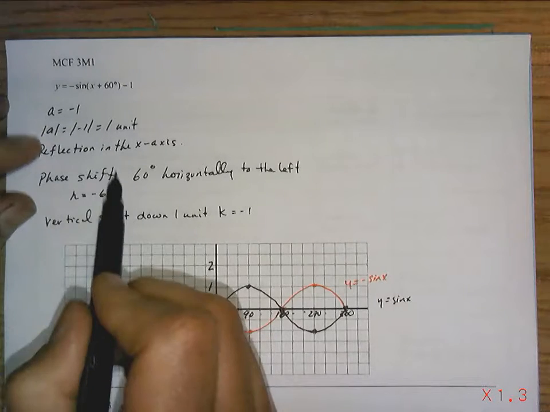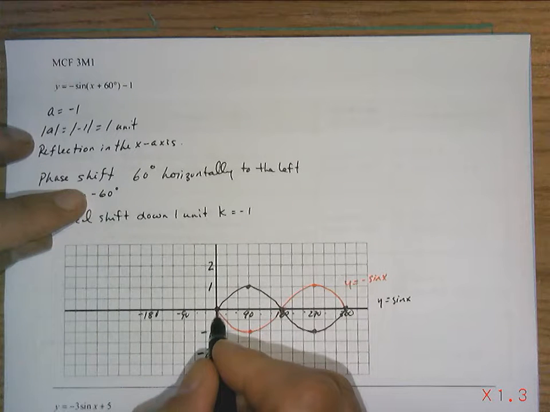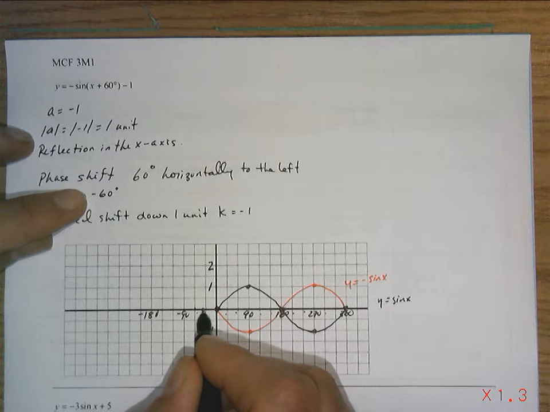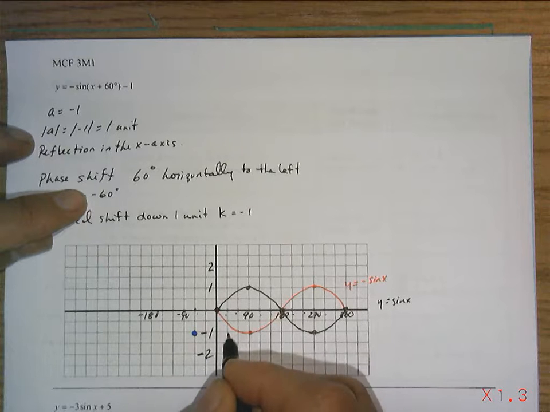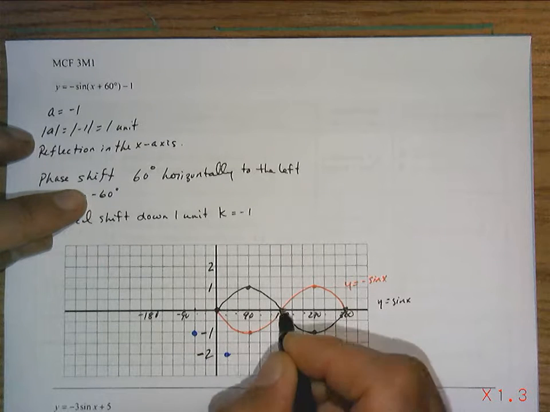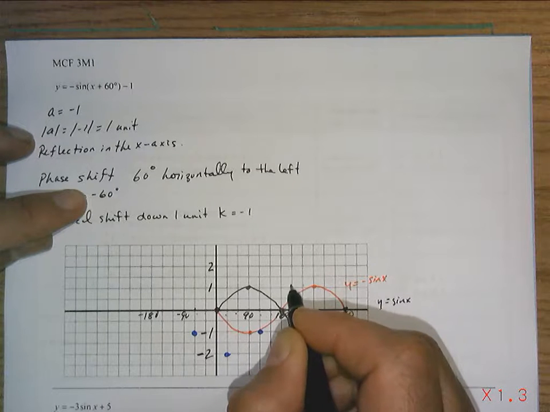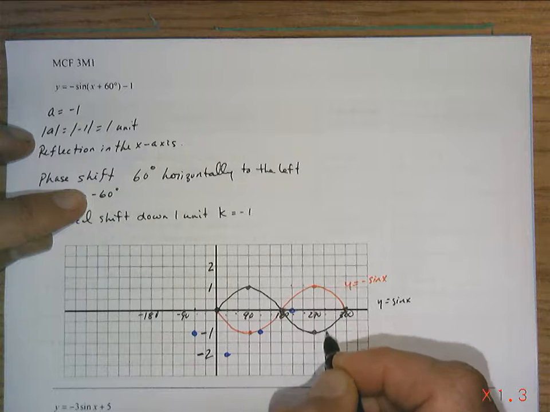They want it to be moved horizontally to the left 60 degrees. So it's going to be 30, 60, and down 1. Not 1 hash mark, 1 unit. So 30, 60, down 1. This guy, 30, 60, down 1. 30, 60, down 1. 30, 60, down 1.